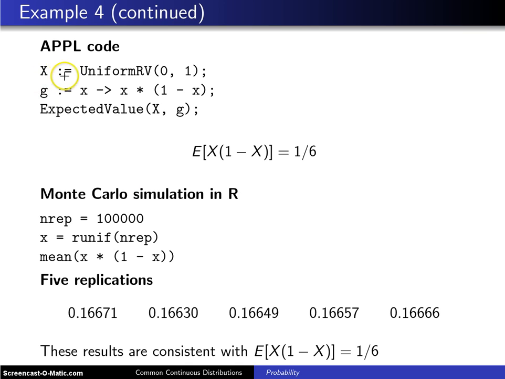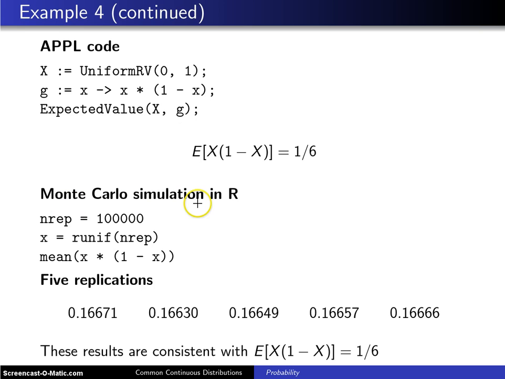Now, if you wanted to check this out both in Apple and a Monte Carlo simulation, in Apple you would say x is equal to a uniform random variable with parameters 0 and 1. Then you would define a function g, which is x times 1 minus x. And then you would make a call to the expected value function. Here is the random variable x. Here is the thing that you want the expected value of, namely x times 1 minus x, and that would return 1/6.